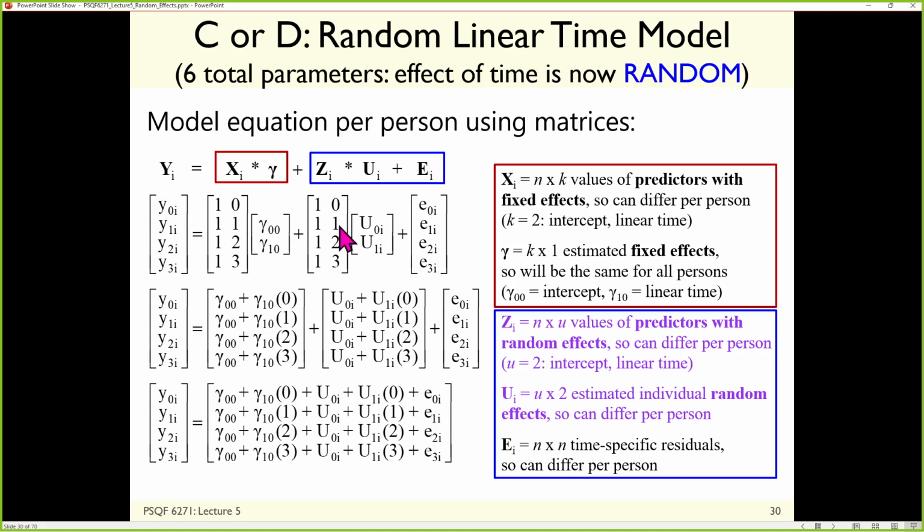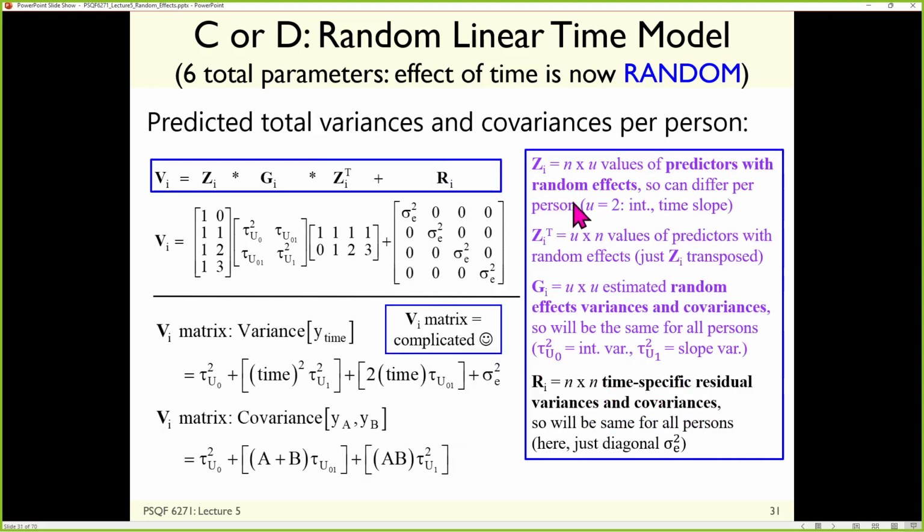So the new column right here, the second column in Z, is what we're focusing on. That's the new random slope that gets multiplied by the U1i random slope for this person, and then E picks up the residuals. So when you multiply this out, it looks a lot like the models in the way that we've already written them. Now the predicted variance and covariance. I said earlier that G and R combine to make V. This is how it actually works. G is not the right size to be added to R directly, so we've got to fix it.